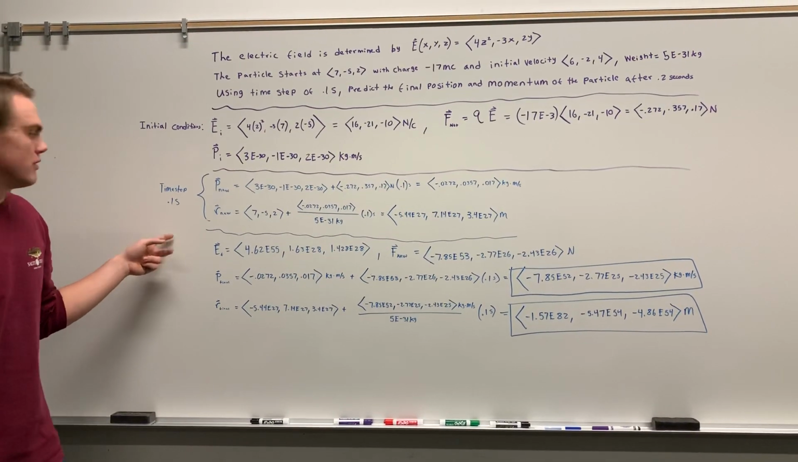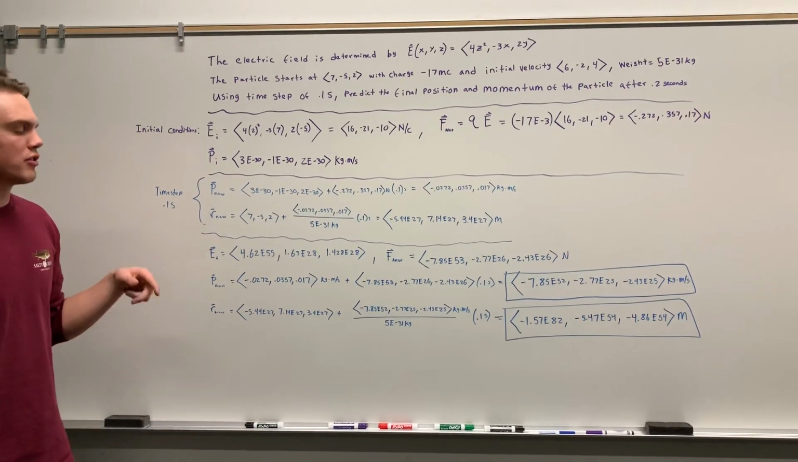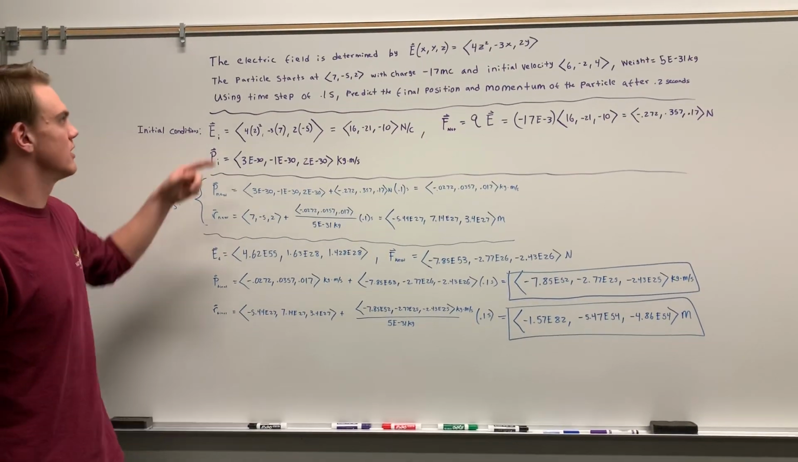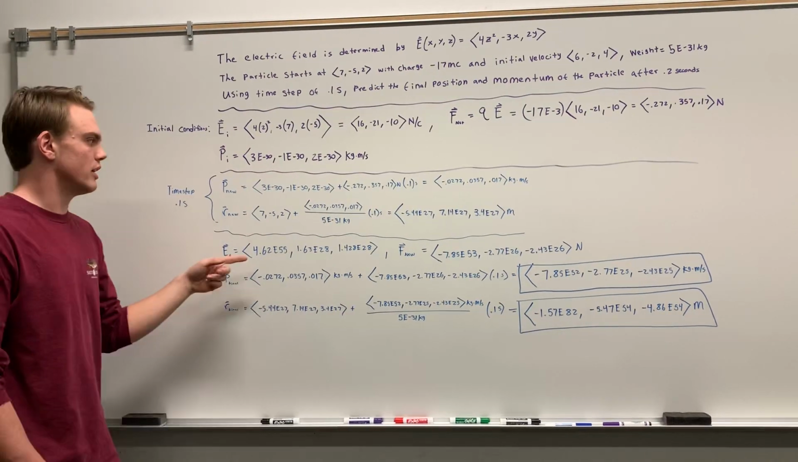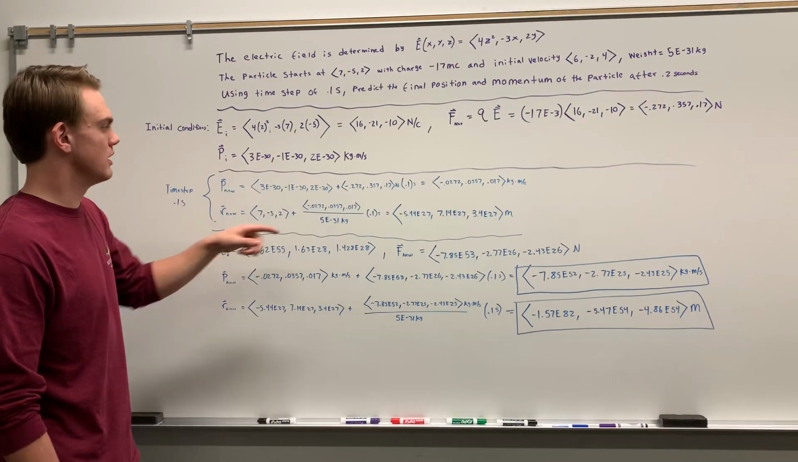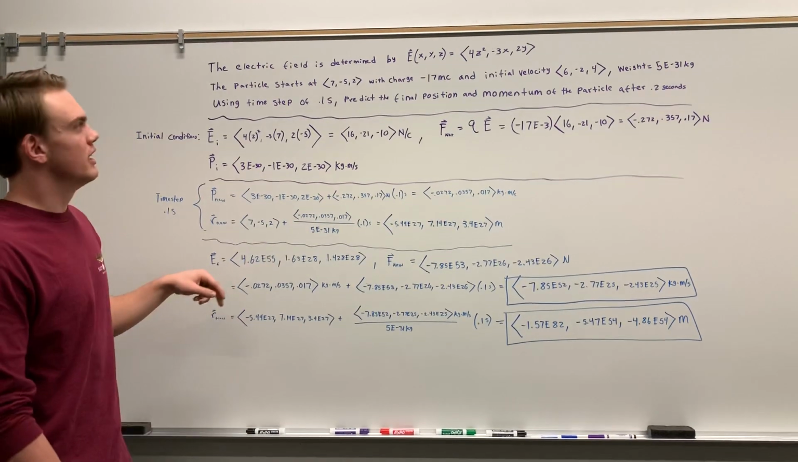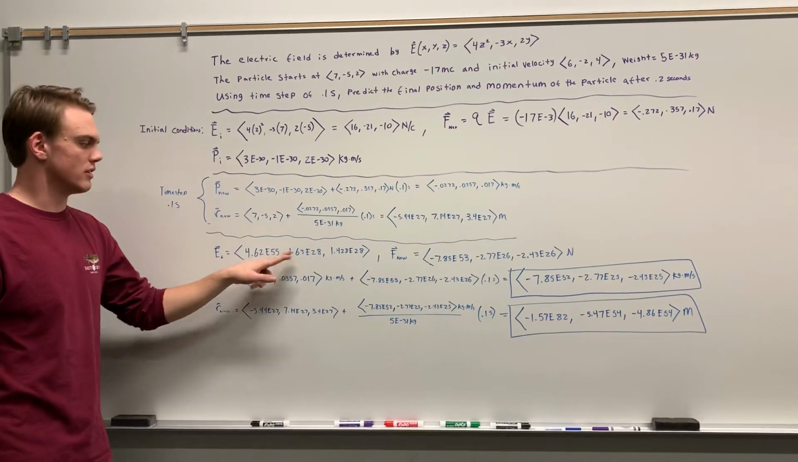And then to take that even further, we went to a second time step. But first we had to calculate the new electric field at this position, since the electric field changes based on the position of the particle. So to do that, I plugged in this new position that we found in the last time step into this formula up here to determine the new electric field at this point.